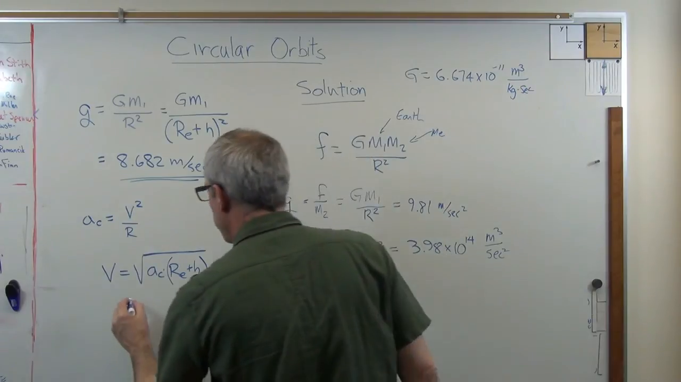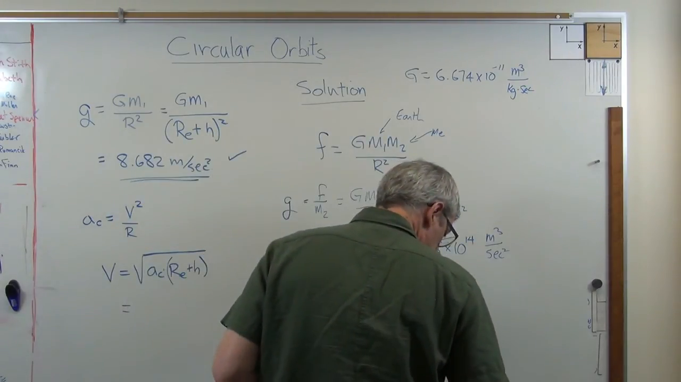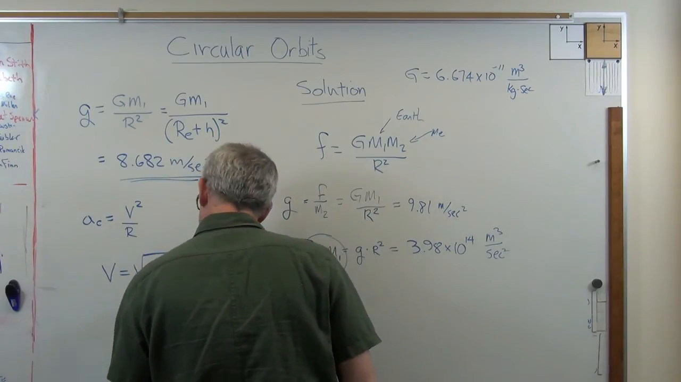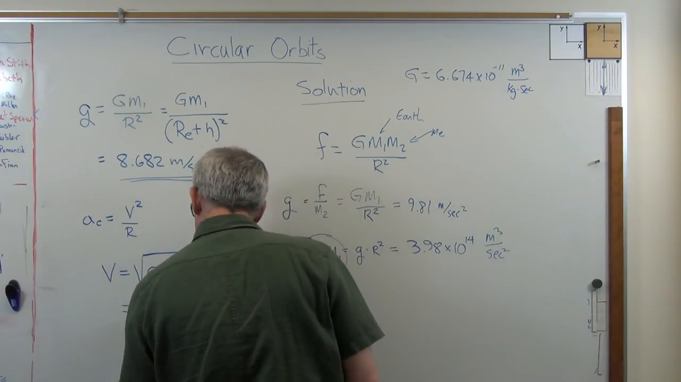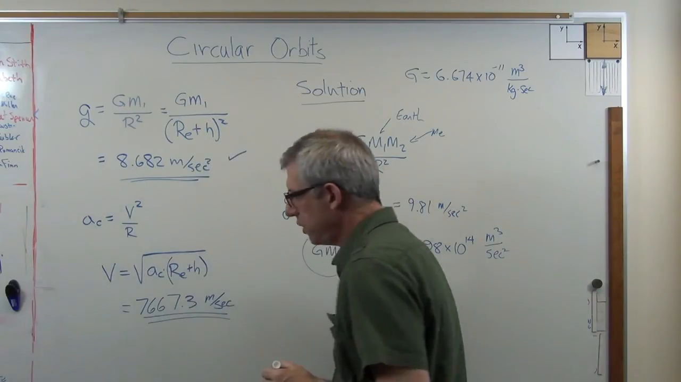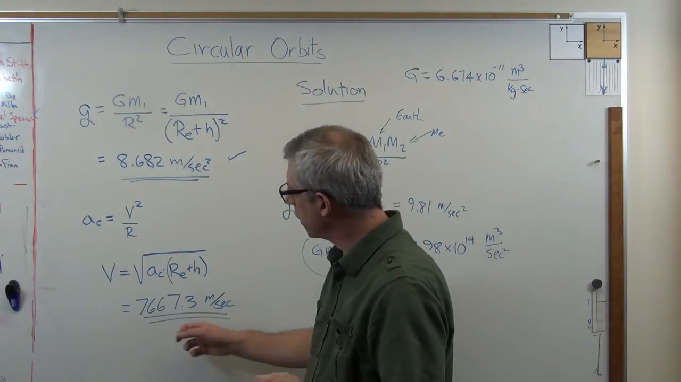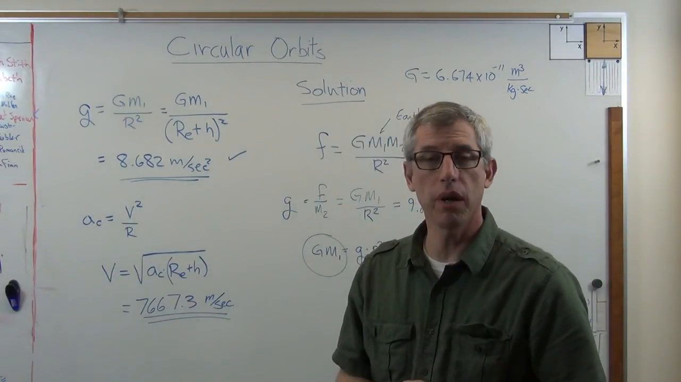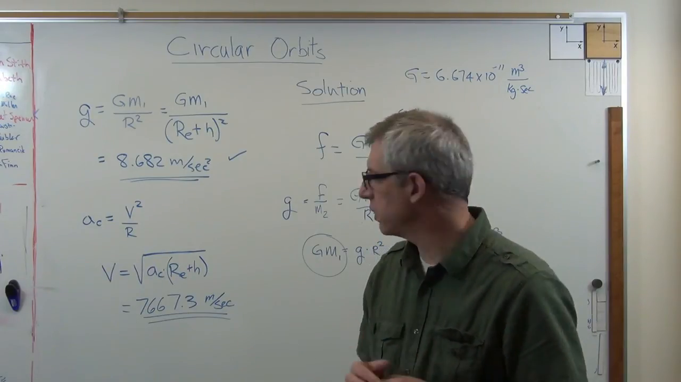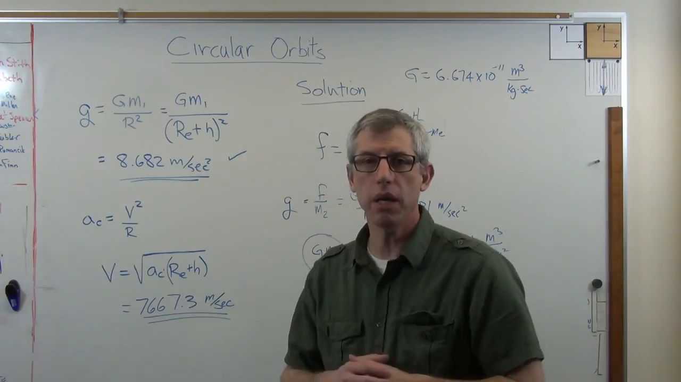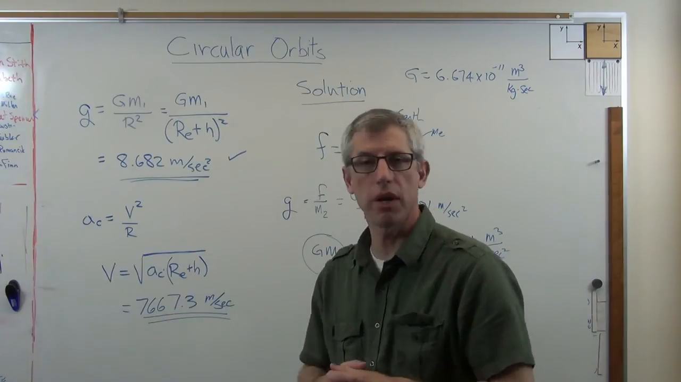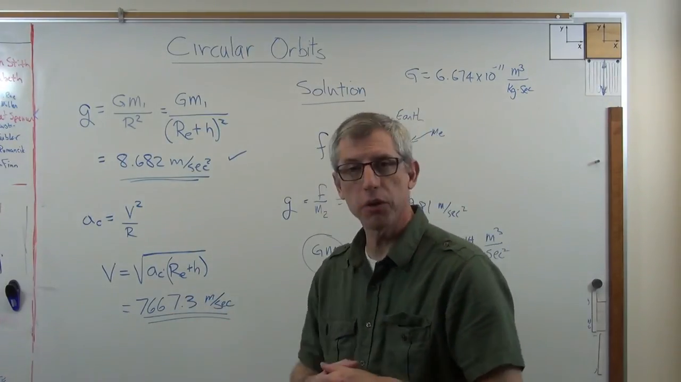Okay, figure that out, and what you get is 7667, pretty much, 0.3 I guess, meters per second. Now, just to do a sanity check on this, I went online and looked up the actual orbital speed of the space station. Now, it varies a little bit because the altitude above the Earth varies just a little bit, but they listed a mean speed of about 7,700 meters per second. So I got about the right answer there.